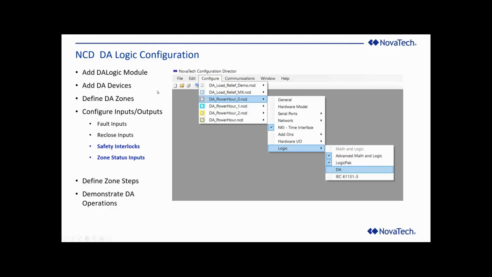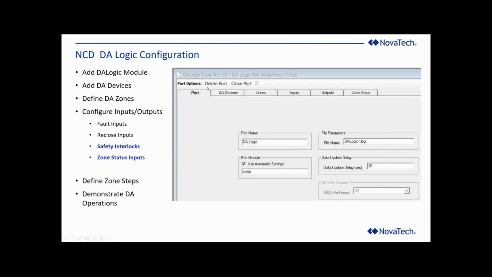When you get into configuring your DA logic, the first thing you're going to do is open up your NCD, and navigate down to configuring the logic. DA is the DA logic underneath math and logic and so on. From there, you'll configure each one of these tabs. The first tab is called a port. This data update delay, I have it set to 20 seconds. I believe the default is 60 seconds.